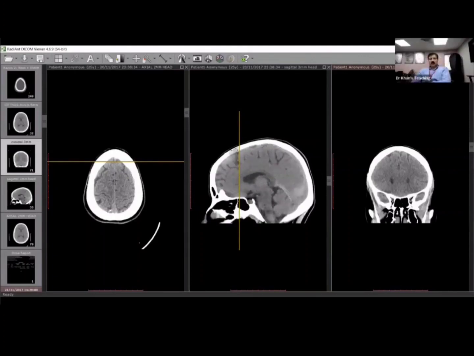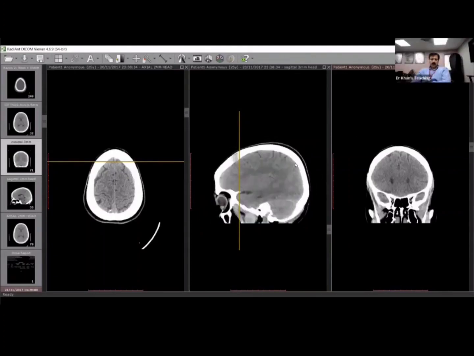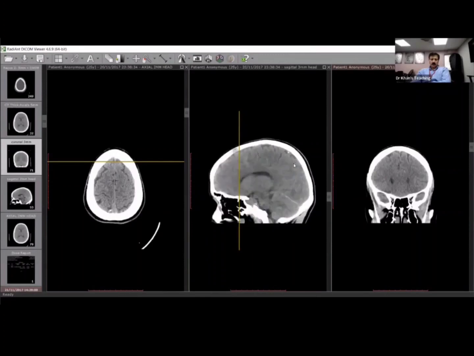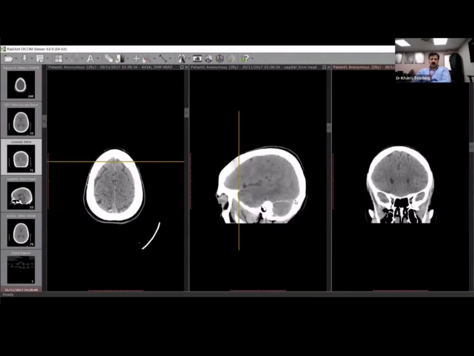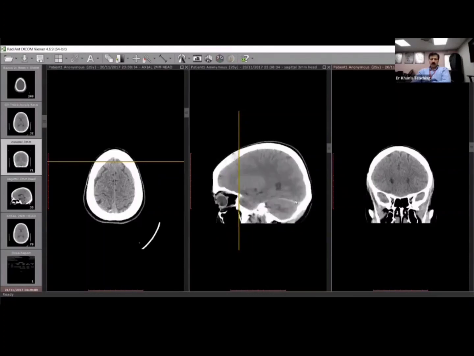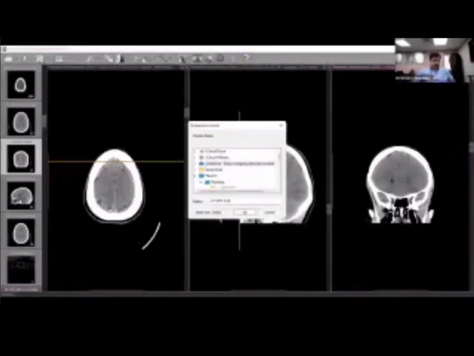That's fine. So the only finding is a subtle subdural hemorrhage. You've picked it up very well. Well done. So that was fine. Everything else was actually nothing. So overall, well done.